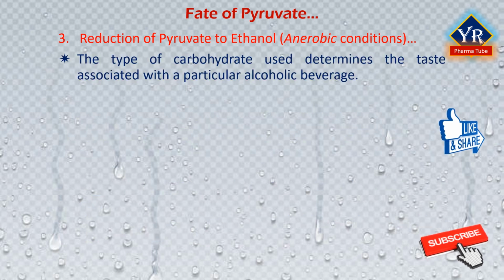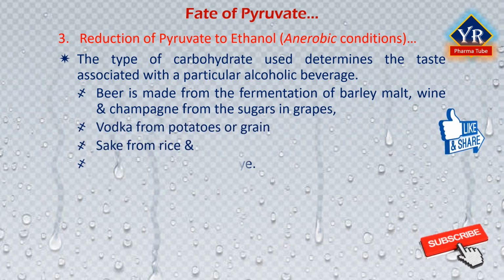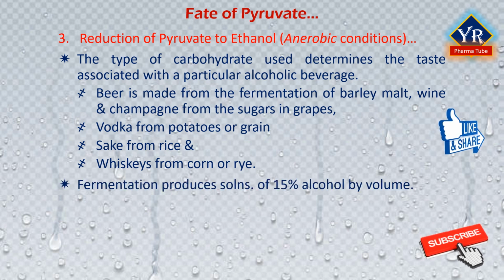The type of carbohydrate used in the reaction determines the taste associated with a particular alcoholic beverage. Beer is made from the fermentation of barley malt, wine and champagne from the sugars in grapes, vodka from potatoes or grain, sake from rice, and whiskies from corn or rye. Fermentation produces solutions of about 15% alcohol by volume. At this concentration, the alcohol kills the yeast and fermentation stops.